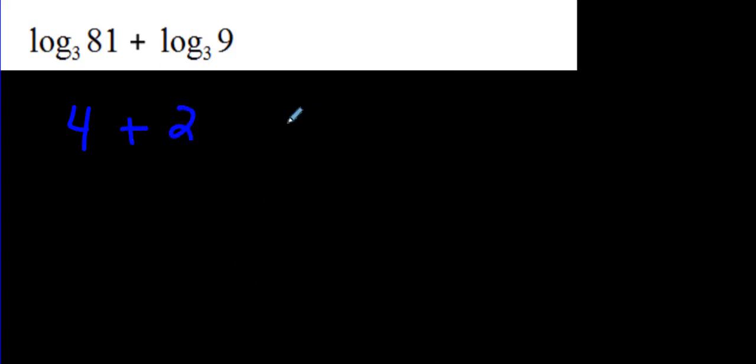Well, what is 4 plus 2, folks? This is the tough part. I'm just kidding. 4 plus 2 is 6. 6 would be the answer we are looking for. The change of base identity makes things very quick.